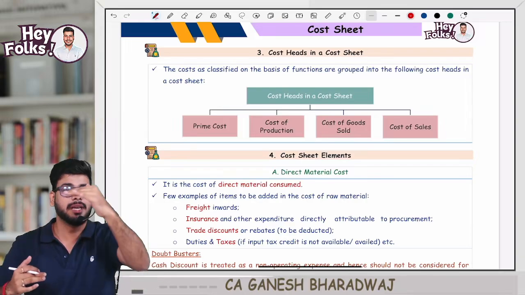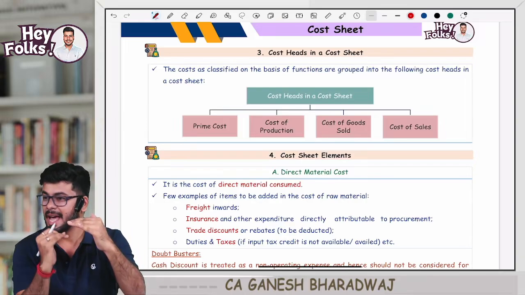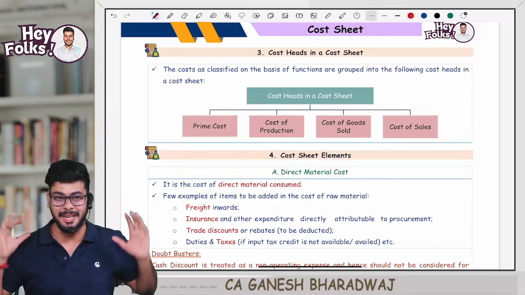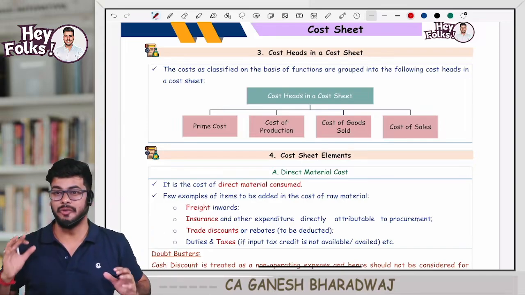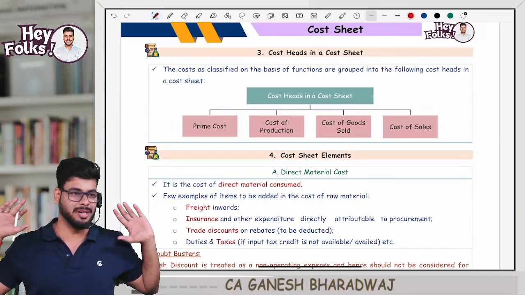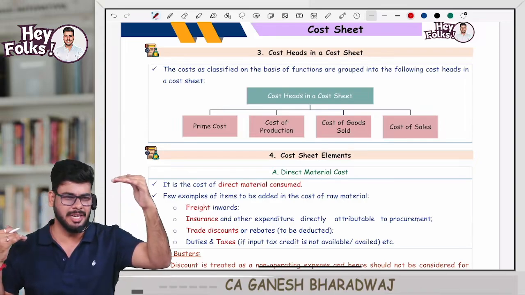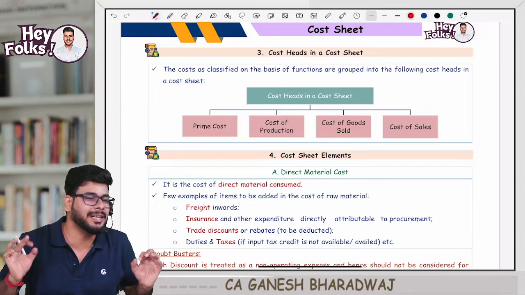Now tell me. Yes, add your direct wages, add your direct expense. You get what? Prime cost. Right? Now add your production overheads. You get your gross works cost. Now add opening WIP minus closing WIP. You arrive at your factory cost.